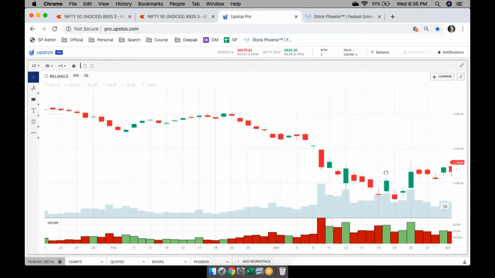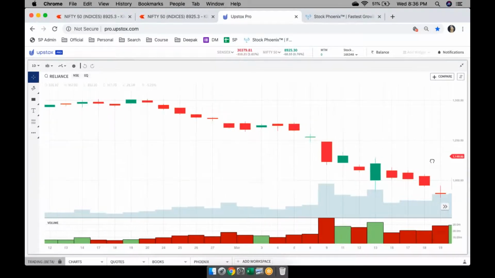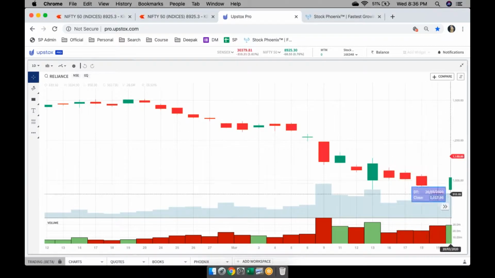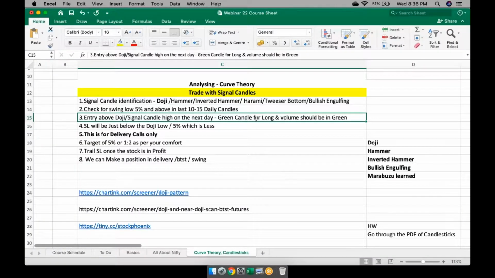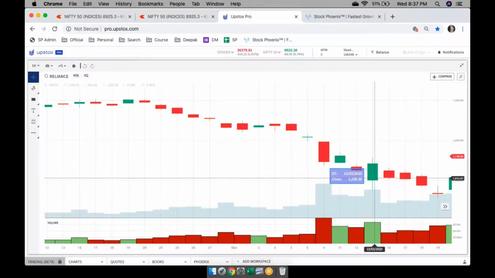Now the twist is, how much can be the stop loss for a positional trade? Stop loss will be just below the low of the doji, or 5%, whichever is less. Actually if it is 5%, we have to avoid it, because 5% is a bit like the maximum. So stop loss is just below the low of the doji, or 5%, which is the default stop loss.